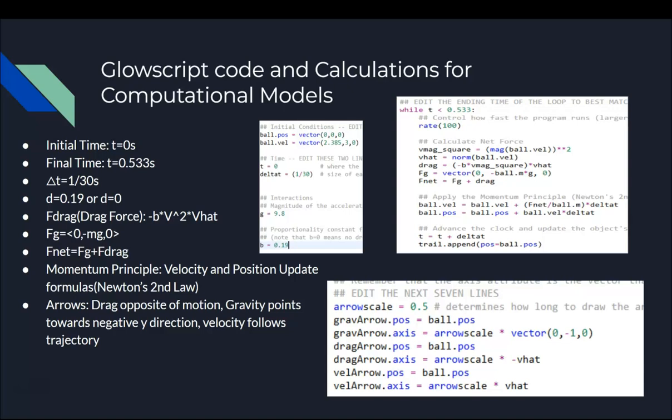To set up the net force calculations, I first calculated the magnitude of velocity squared and v hat. I then updated drag using the equation negative b times v squared times v hat. I updated gravity using the vector 0, negative mg, 0, and finally updated the net force by adding the gravity force and drag force together. When updating the velocity and position, I used Newton's second law to update both accordingly. The code and calculations are the same for both the drag and no drag computational models. However, for the no drag model, b is set to 0 instead of 0.19.